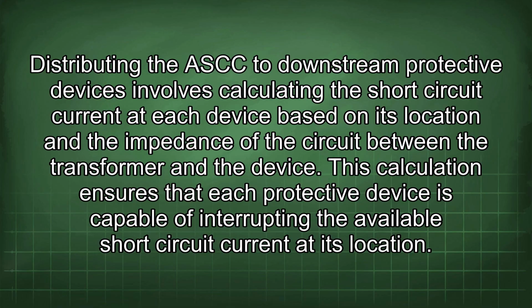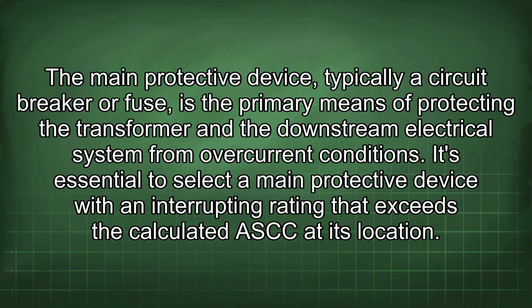Distributing the ASC to downstream protective devices involves calculating the short-circuit current at each device based on its location and the impedance of the circuit between the transformer and the device. This calculation ensures that each protective device is capable of interrupting the available short-circuit current at its location. The main protective device, typically a circuit breaker or fuse, is the primary means of protecting the transformer and the downstream electrical system from overcurrent conditions. It's essential to select a main protective device with an interrupting rating that exceeds the calculated ASC at its location.